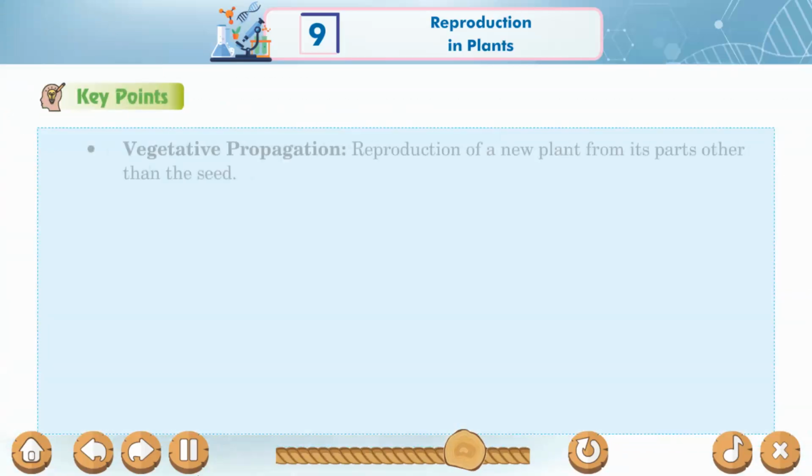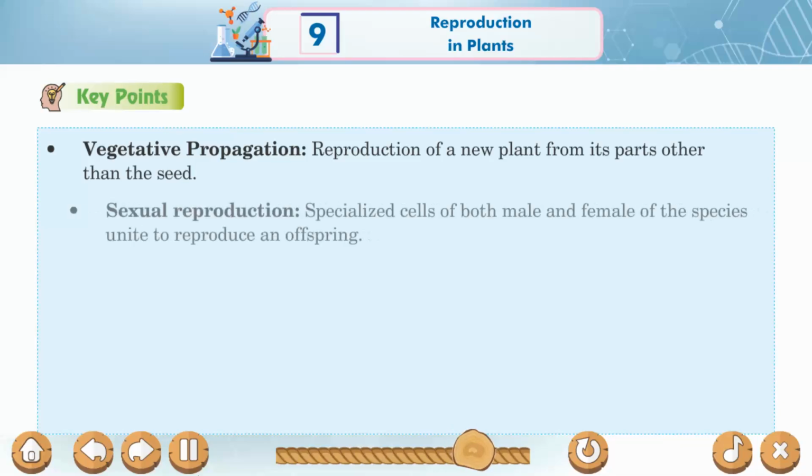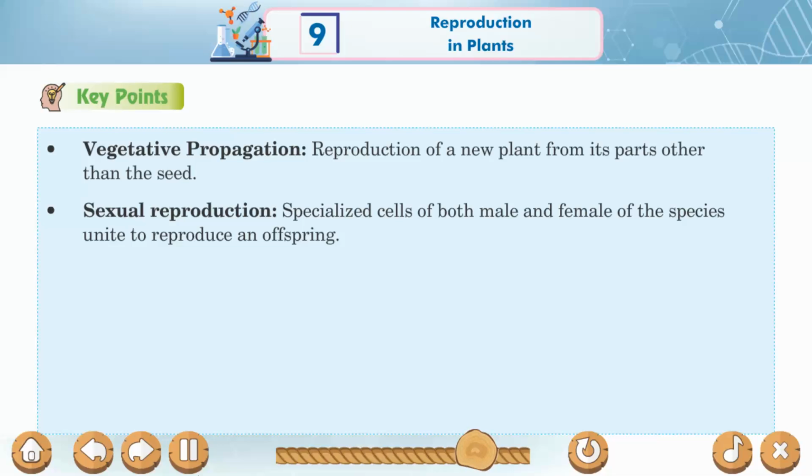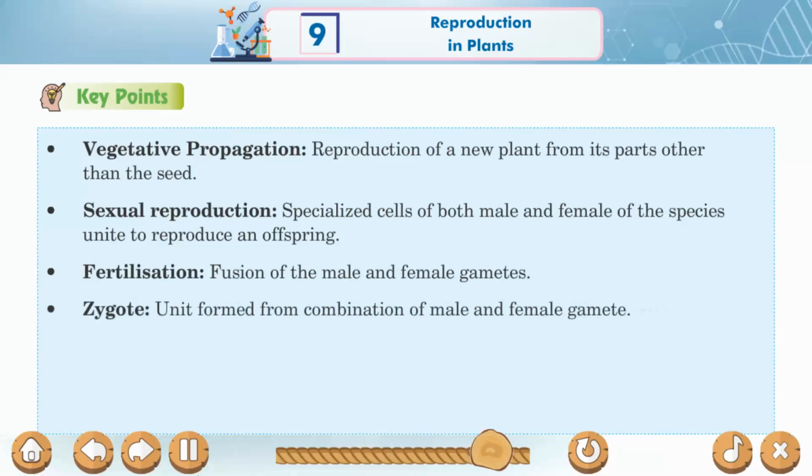Key points. Vegetative propagation: reproduction of a new plant from its part other than the seed. Sexual reproduction: specialized cells of both female and male of the species unite to reproduce an offspring. Fertilization is the fusion of the male and female gametes. Zygote: unit formed from the combination of male and female gamete.